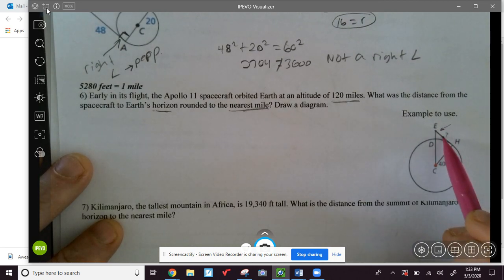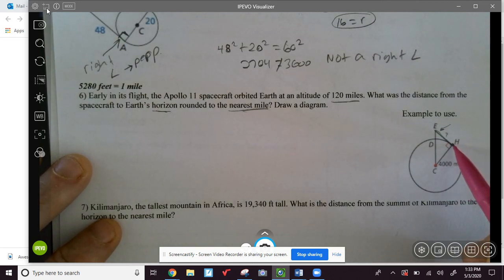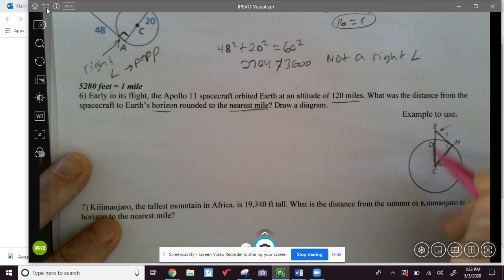You look out horizontally at the curvature, and you're going to eventually hit a point that looks like it's on the circle of the Earth. And remember, a radius drawn to that point where you see is a right angle. The radius of Earth is about 4,000 miles, so that means DC is also going to be 4,000 miles.